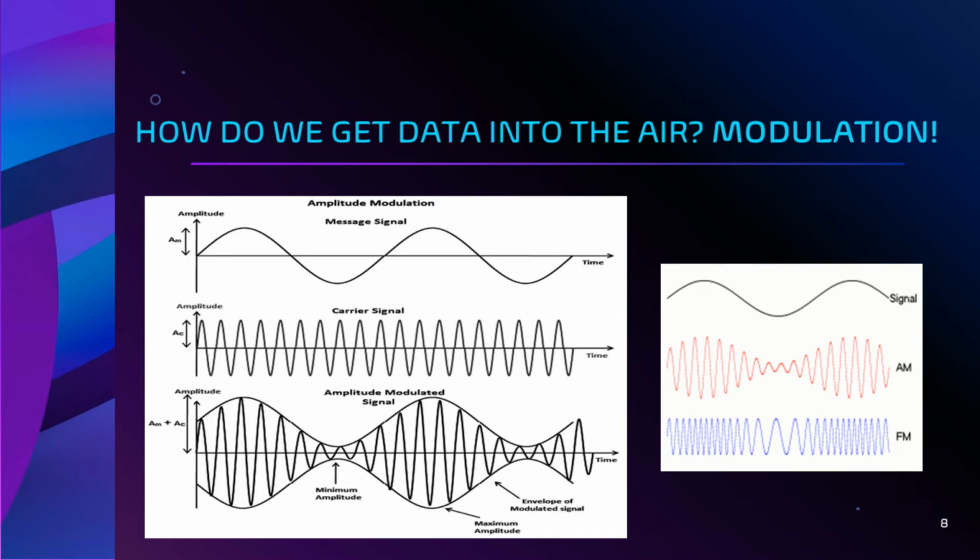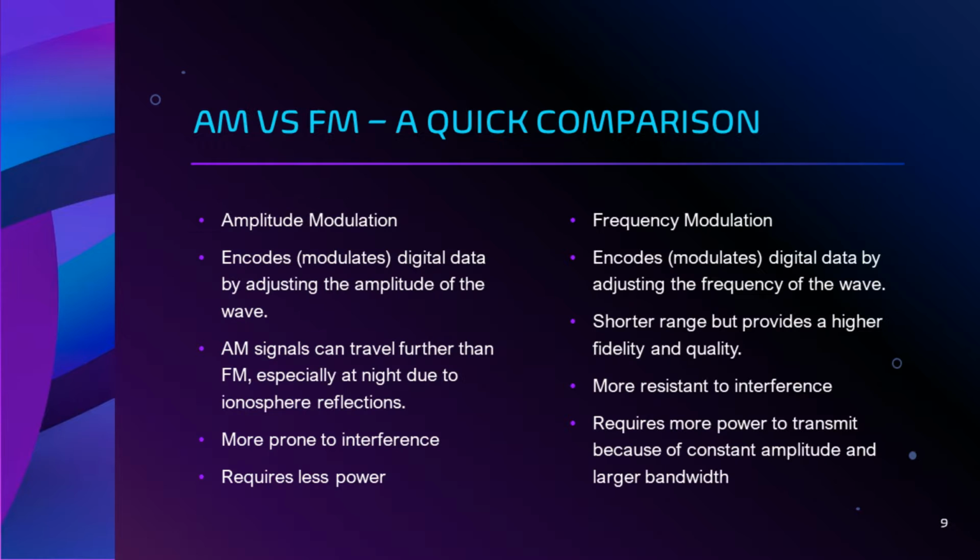So, the waves get closer together here in FM to represent a higher frequency. And that's changing the frequency, modulating the frequency to represent different parts of data. So we're going to have a quick comparison here, AM versus FM. Amplitude modulation encodes data by adjusting just the amplitude of the wave.